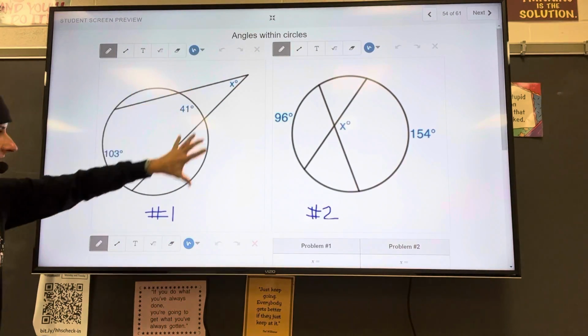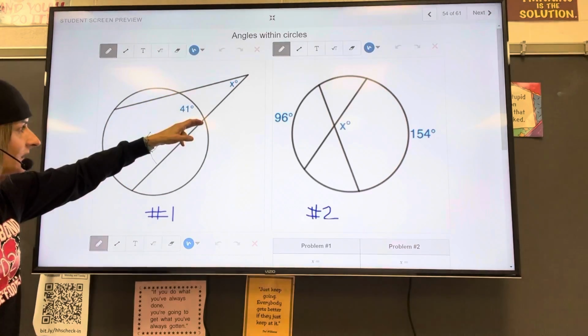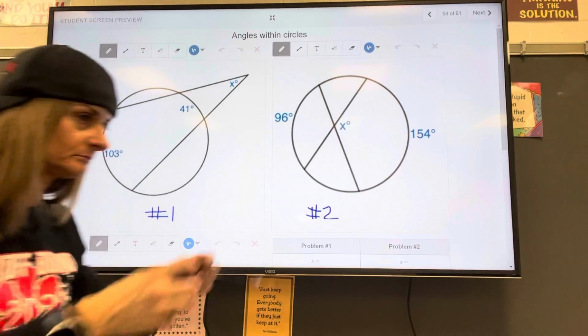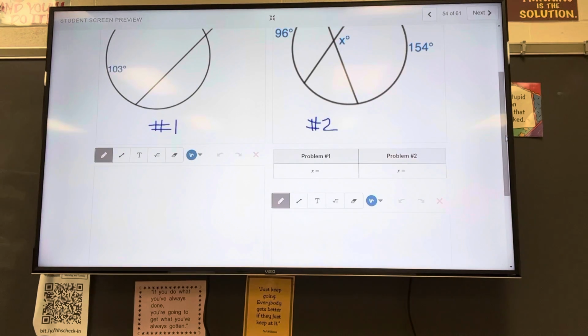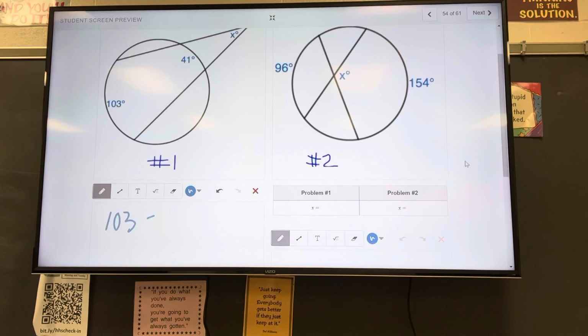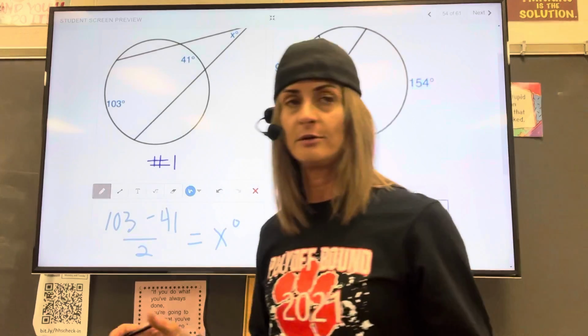So we're starting with this one right here. When you get a diagram that looks like this, you're going to say, what do I even do again? It's the big intercepted arc minus the little one divided by 2 gives you the measure of the angle. So 103 minus, is that 41? 41 divided by 2 gives us the measure of that angle. And I think the calculator will do that for us. 103 minus 41 divided by 2. I got 31. Did you guys get 31? Okay, excellent.